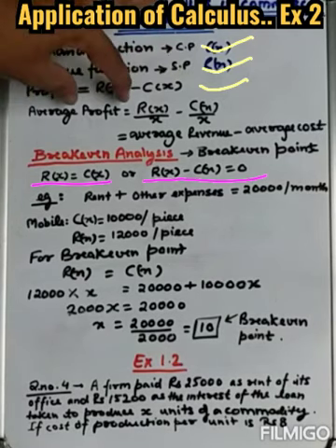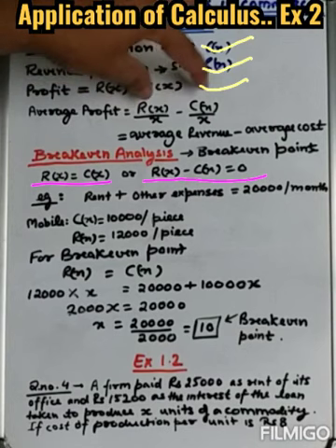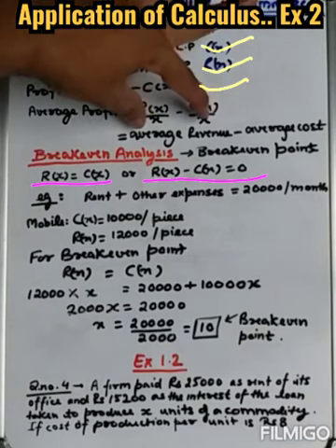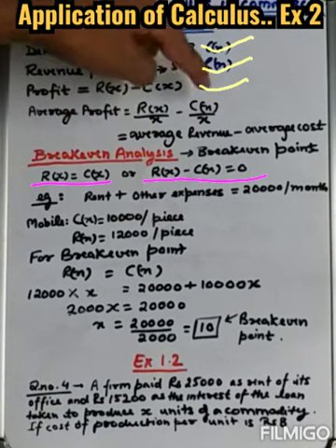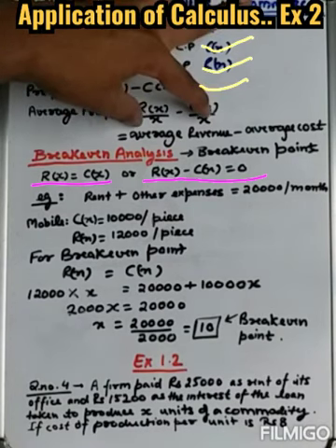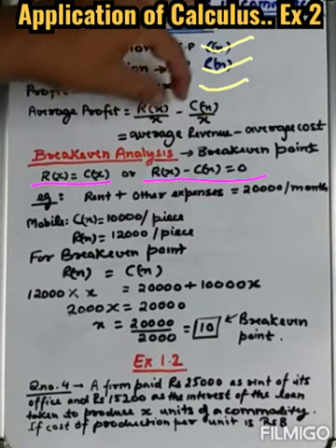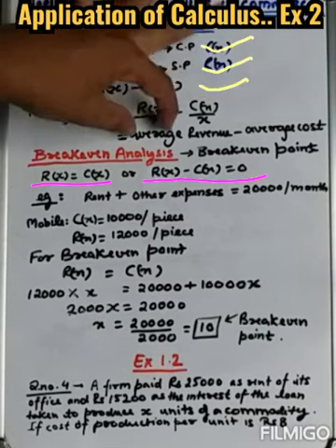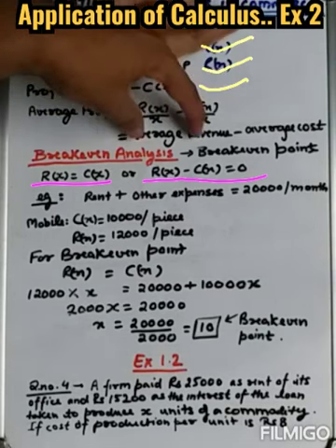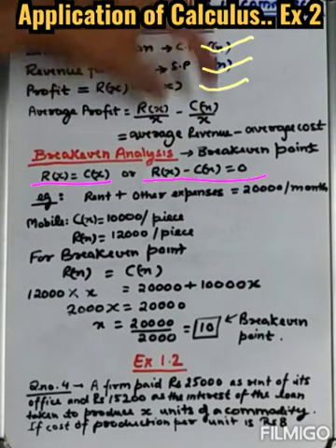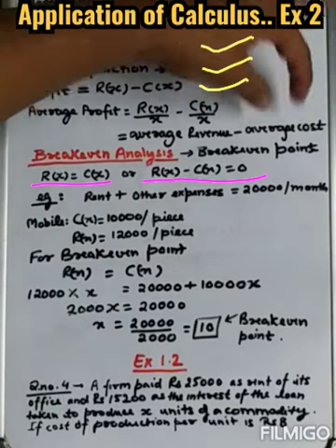How to take out the average profit? Just divide the value by the number of articles. Revenue function minus cost function upon the number of articles. Either divide separately or together. So this will be termed as average revenue minus average cost.